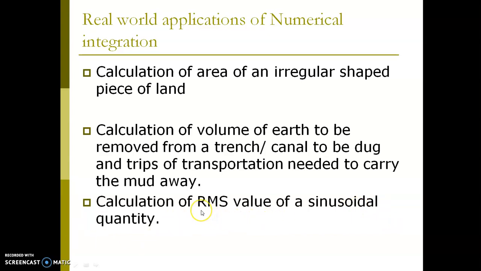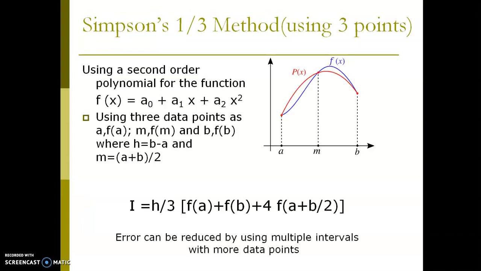For RMS value, we take first the area covered under the curve, and then we try calculating the average value as the effective value. So, if we have understood these real applications, let us go and try learning a few more methods similar to the trapezoidal rule, which are also a set of Newton Cotes formulas. The next method is Simpson's 1/3 method, which uses 3 points.